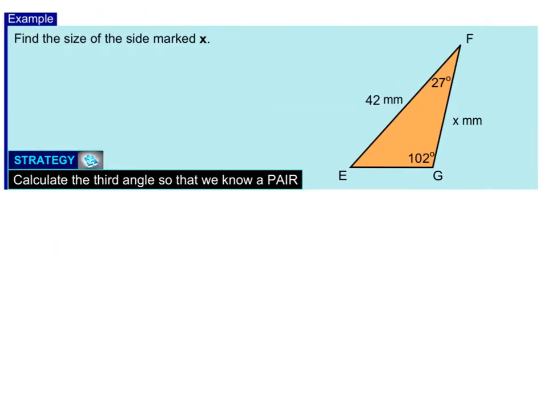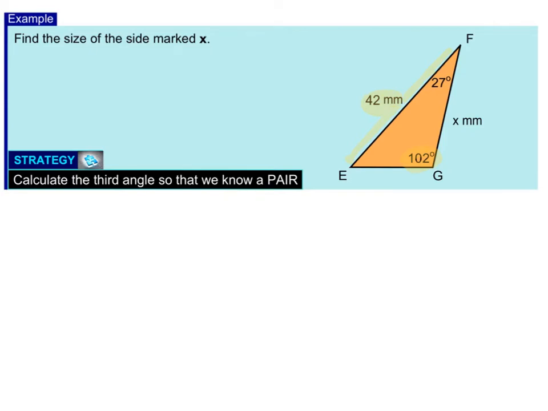Now, here's another slightly trickier example. I've been asked to find the size of the side marked X. It looks almost identical to the one on the previous page in terms of how it's set up. Looking straight away, I've got a side here, and I've got the corresponding angle, and then I've got this X, and I've got another angle.